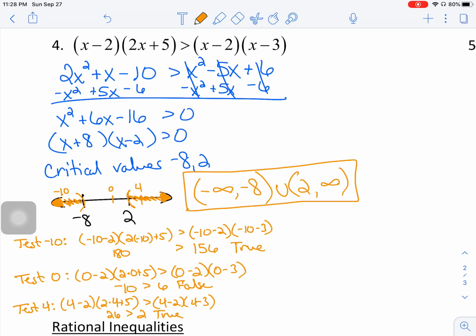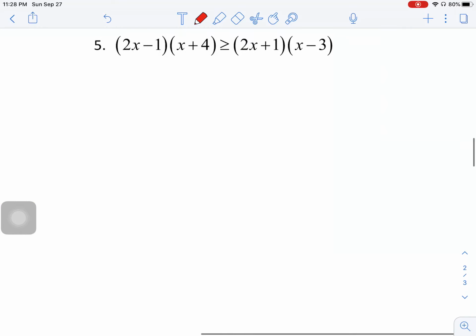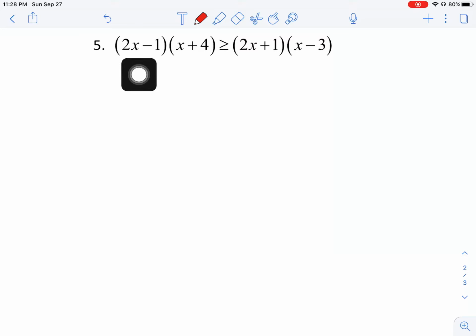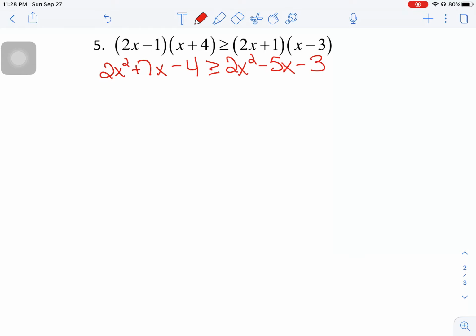All right, I am going to slide on over to problem number 5, and let's see what happens here. All right, so same thing. I want to multiply out the left side. I want to multiply out the right side and see what kind of quadratics I turn up. So let's see, 2x squared plus 8 minus 1, so plus 7x minus 4, greater than or equal to 2x squared minus 6 plus 1, so minus 5x minus 3.